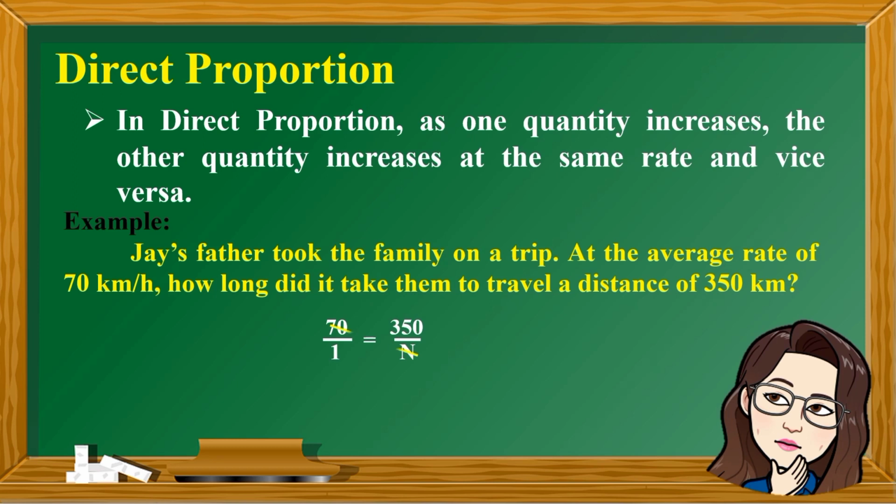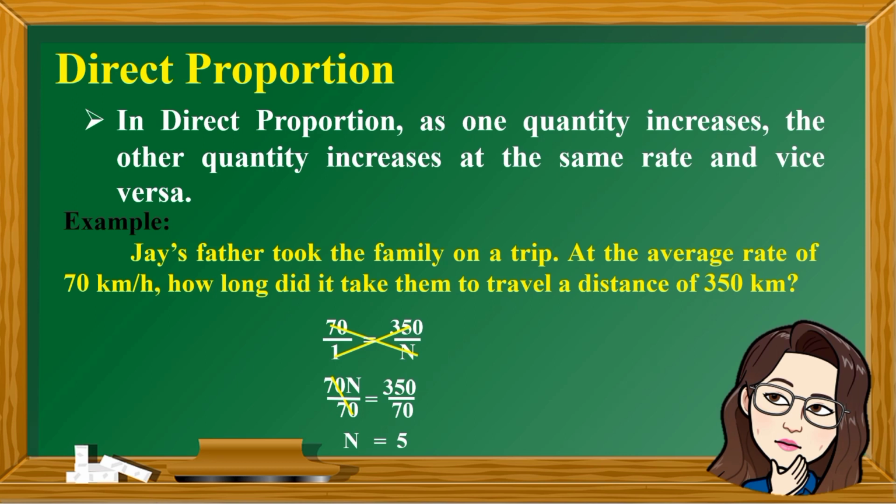70 times n is 70n. 350 times 1 is 350. Divide both sides by 70. 70n divided by 70 is equal to n. 350 divided by 70 is equal to 5. So, n is equal to 5. Therefore, it took them 5 hours to travel a distance of 350 kilometers.